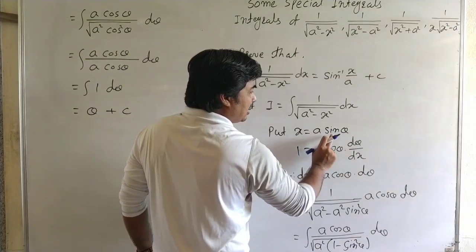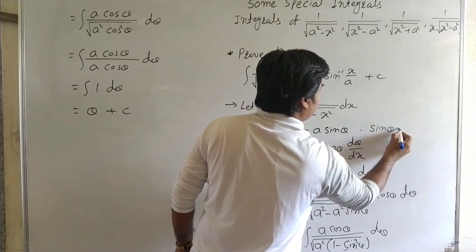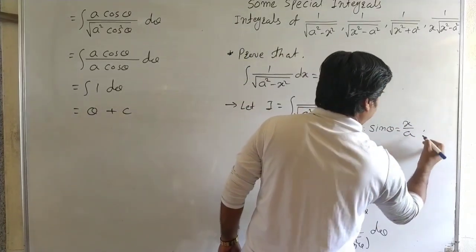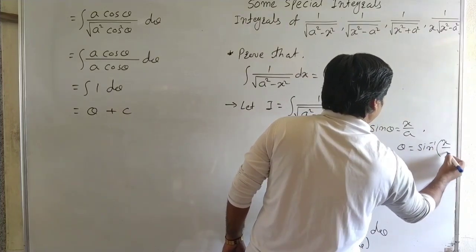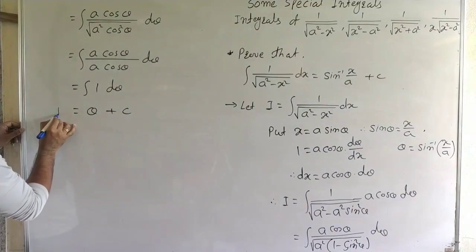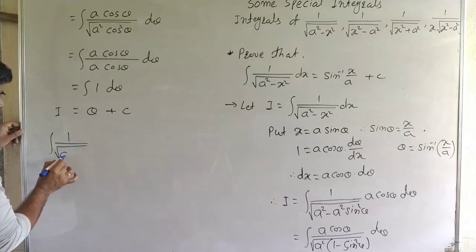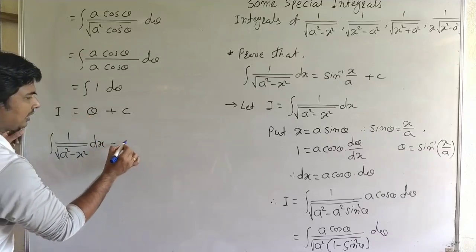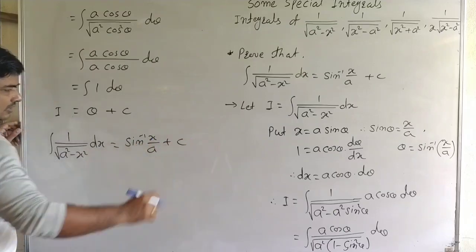Then the value of theta: x is equal to a sin theta, therefore see carefully, sin theta is equal to x by a, and theta is equal to sin inverse x by a. So we put this value, and then the integral of 1 upon under root a square minus x square dx is equal to, put the value of theta, sin inverse x by a plus c.